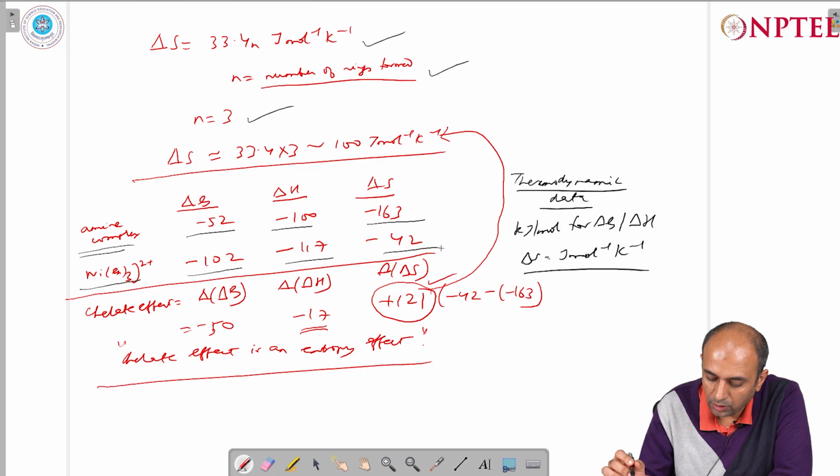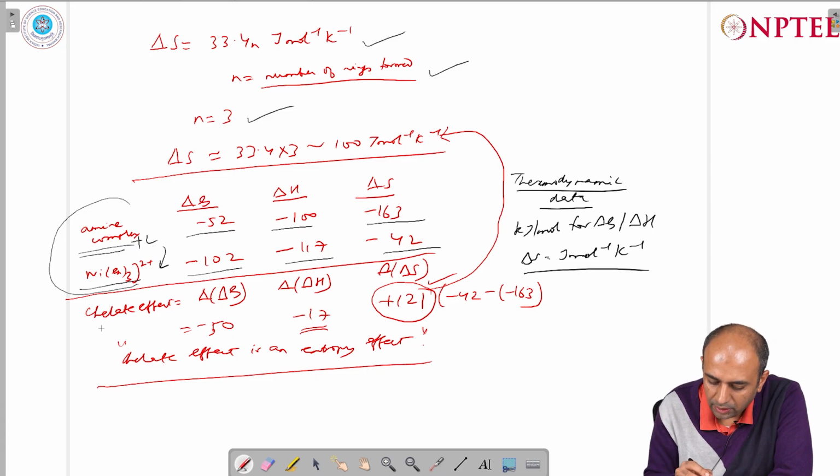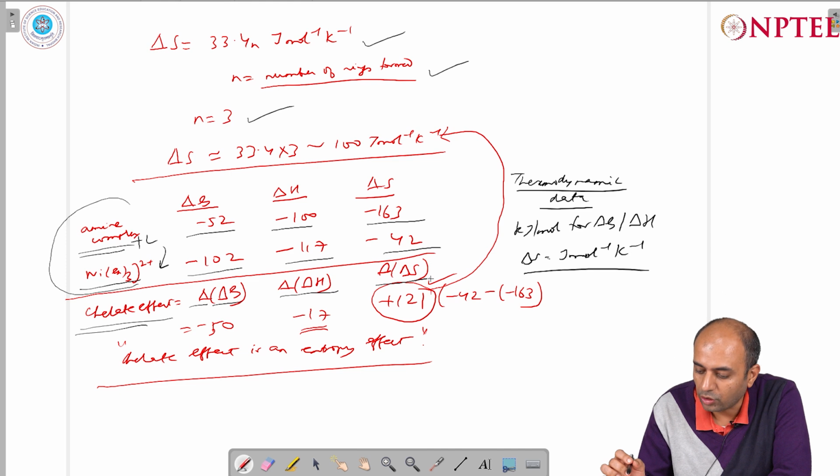Now, if you were to combine these two complexes, that is the amine complex plus the ligand, to form this particular complex, then the Chelate effect can be quantified as the change in the value of delta G, the change in the value of delta H, and the change in the value of entropy change.